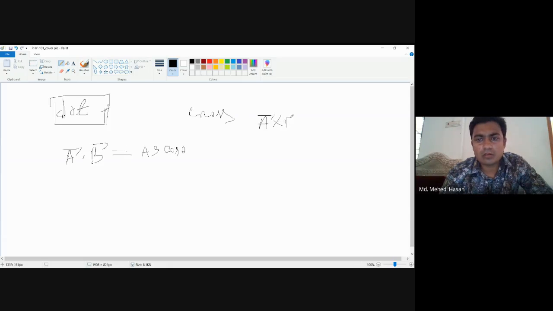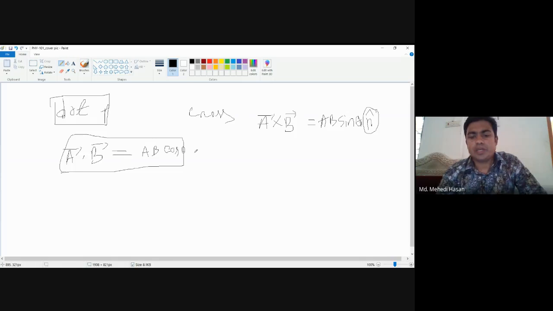a cross b is equal to ab sin theta. Another thing is that the cross product of two vectors is a vector quantity, so you have to write down a unit vector n cap. But the dot product of two vectors gives a result which is a scalar quantity. So this is the formula for dot product and cross product.